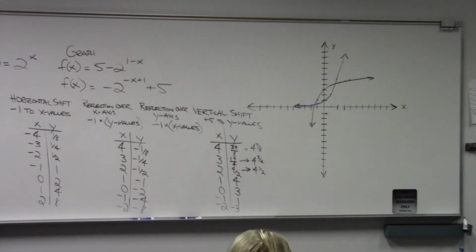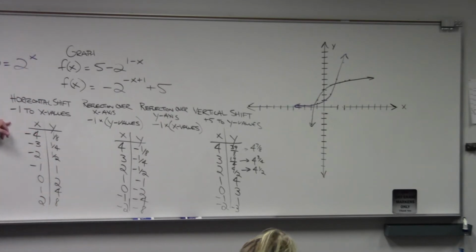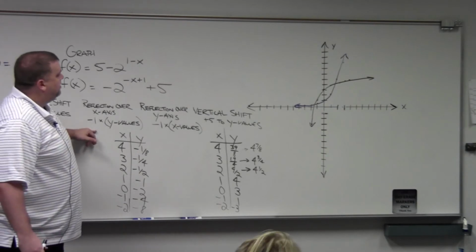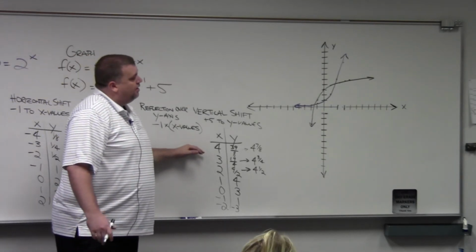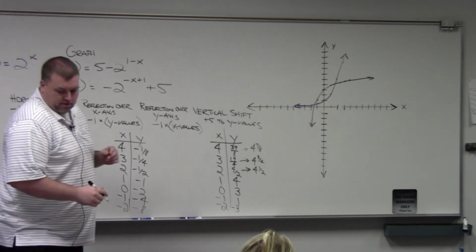Do we have the same basic shape of an exponential graph? Yeah. It's just twisted, right? We had a lot going on in that one. We had it shifted 1 to the left. We had a reflection over the x and y axis, and we also had a vertical shift. So the same basic shape is there. It's just in a different place.